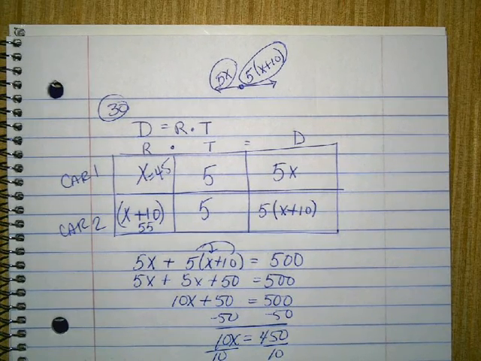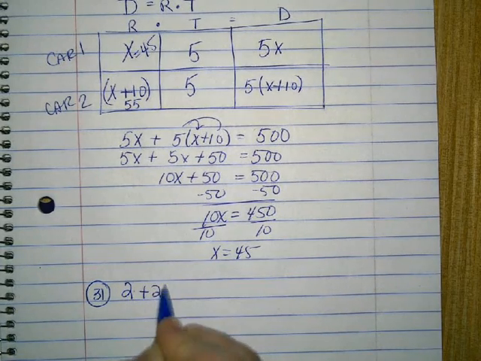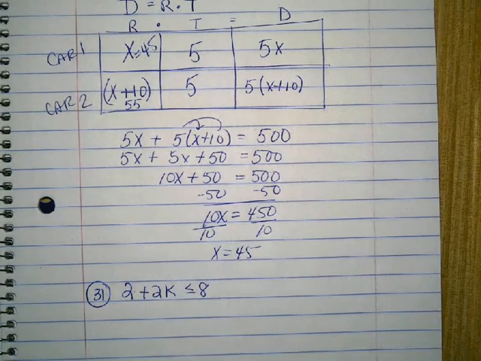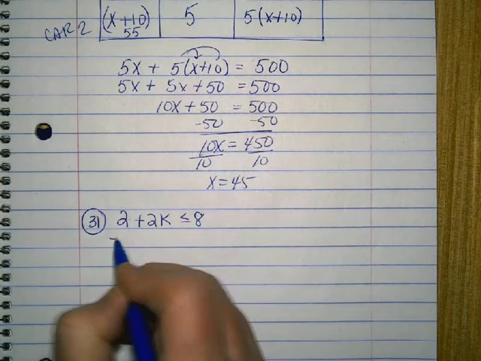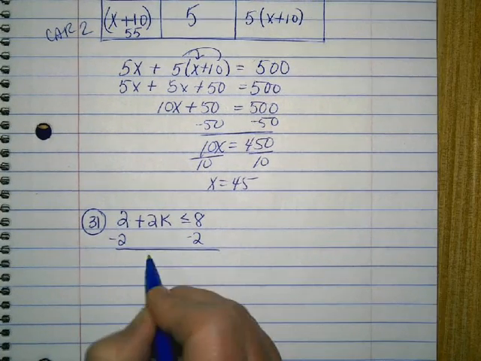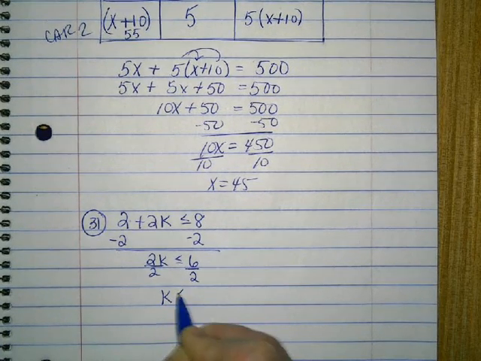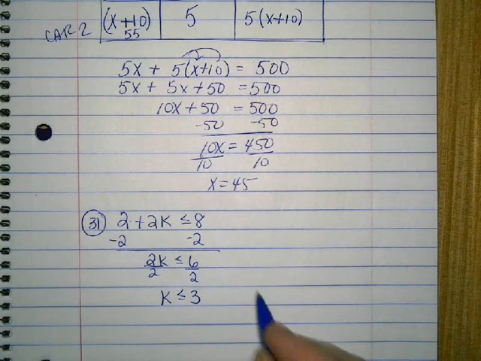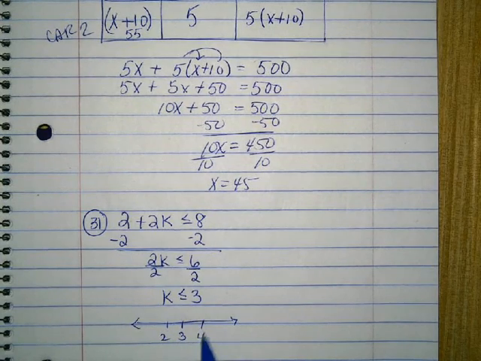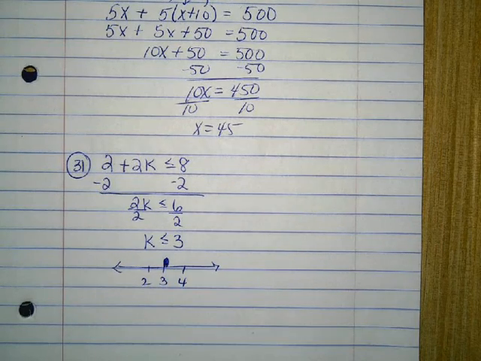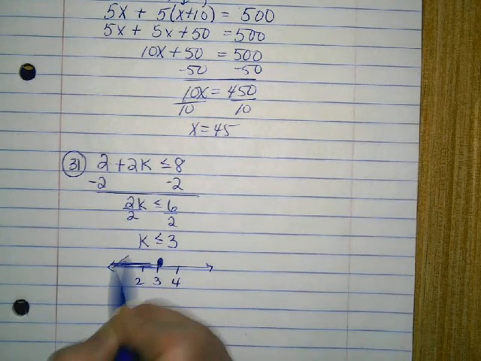31 says 2 plus 2k is less than or equal to 8. So you need to solve this inequality for k. So subtract 2 from each side. 2k is less than or equal to 6. Divide by 2. K is less than or equal to 3. Graph the solution set. There's 3, there's 2, there's 4. It's a closed circle because it says less than or equal to, and it's shaded to the left.